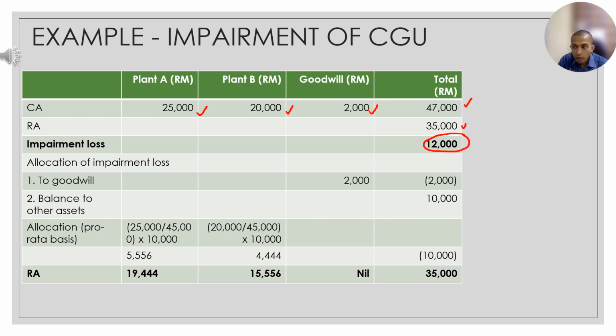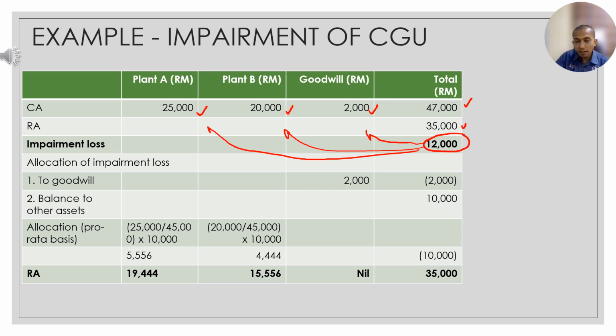So how do we allocate this 12,000 to each asset, how do we record it? To goodwill, we have goodwill, then to plant B, to plant A. Basically, first things first, what we need to do is to eliminate the goodwill. What is goodwill? Goodwill is goodwill, right? The good name, nama baik. So if there is impairment loss, definitely the name is no longer good.